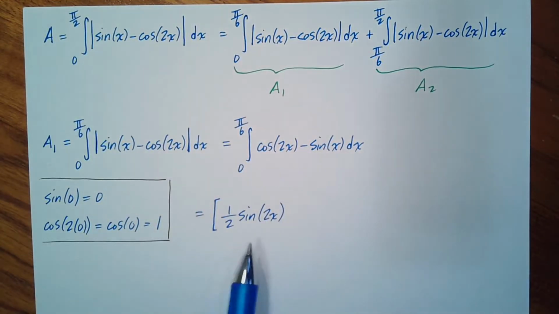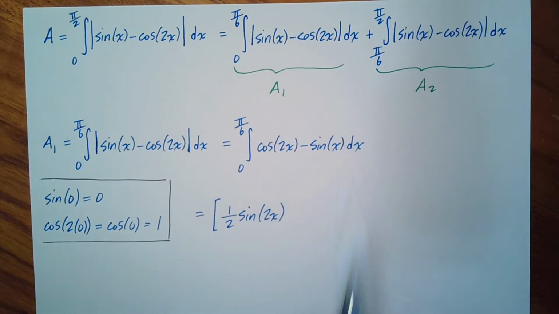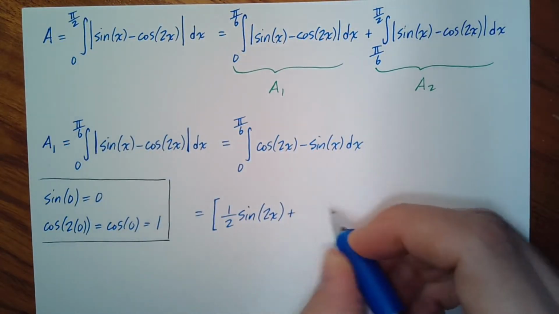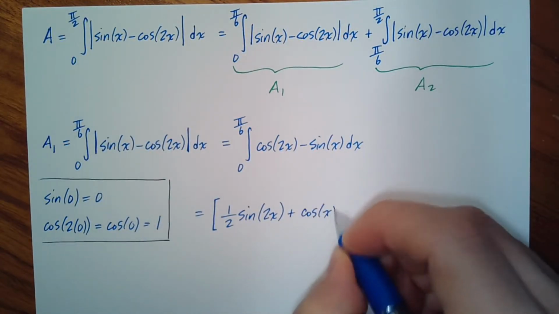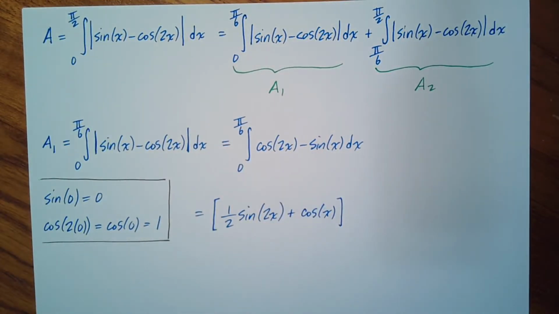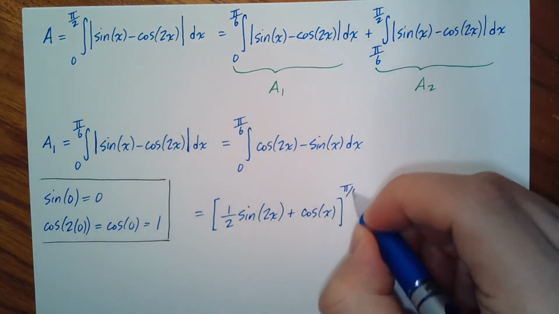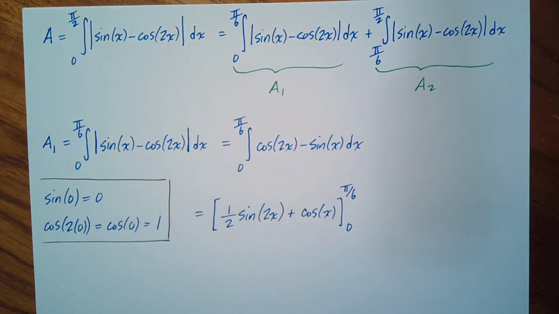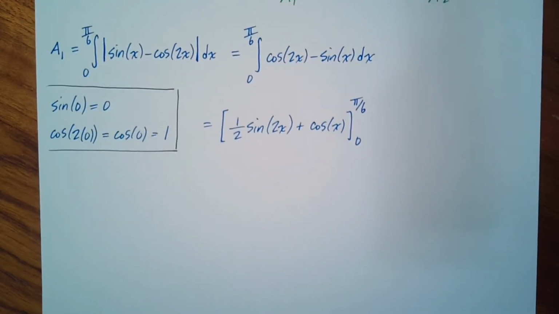And you can just check it in reverse now that I've given it to you, right? If you differentiate sine of 2x, you're going to get 2 times cosine of 2x, and the 2 will cancel with the 1/2, and you'll just be left with cos of 2x. So that's the antiderivative of cosine of 2x. Now for sine of x, we can just go plus cosine of x, because if I differentiate cosine of x, I get negative sine. So this will work just fine as an antiderivative, and now we can plug in our endpoints, pi over 6 and 0.